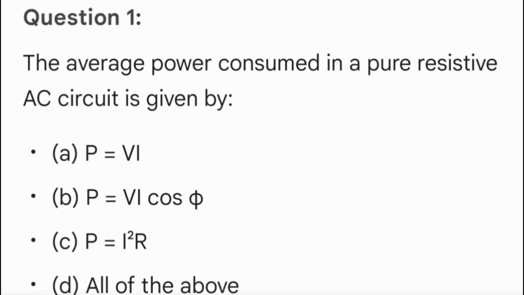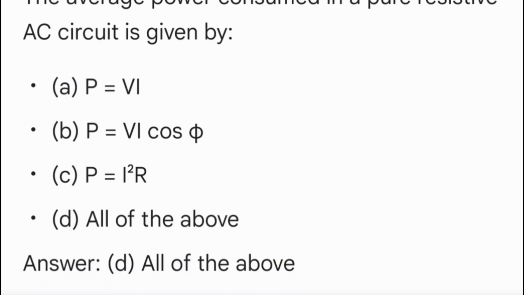Power in AC circuits and power factor. Objective questions. Question 1. The average power consumed in a pure resistive AC circuit is given by A. P equals VI, B. P equals VI cos phi, C. P equals I squared R, D. all of the above. Answer: D. all of the above.